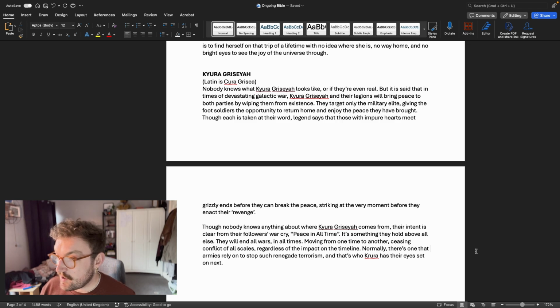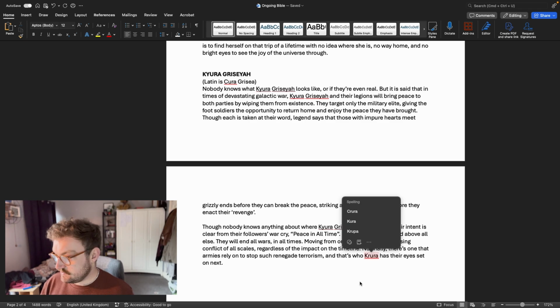Though nobody knows anything about where Cura Grisea comes from, their intent is clear from their followers' war cry, peace in all time. It's something they hold above all else. They will end all wars in all times, moving from one time to another, ceasing conflict of all scales regardless of the impact on the timeline. Normally, there's one that armies rely on to stop such renegade terrorism, and that's who Cura has set their eyes on next.